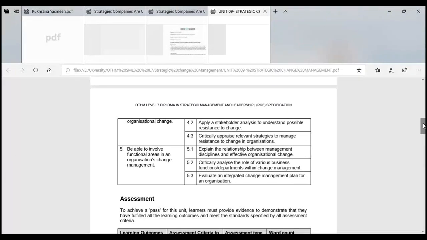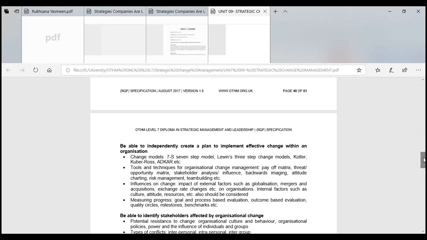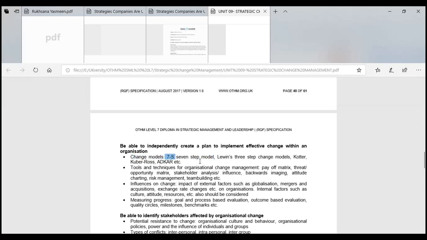Okay. So please, when you do your assignment, has anybody studied the 7S approach? 7S is?